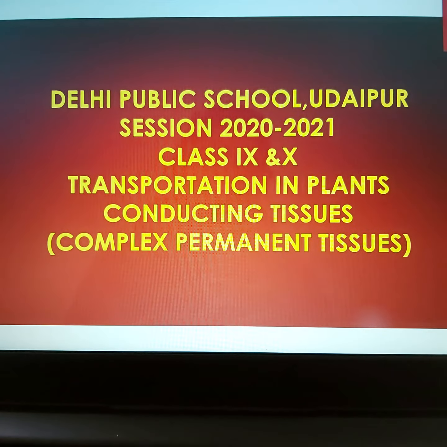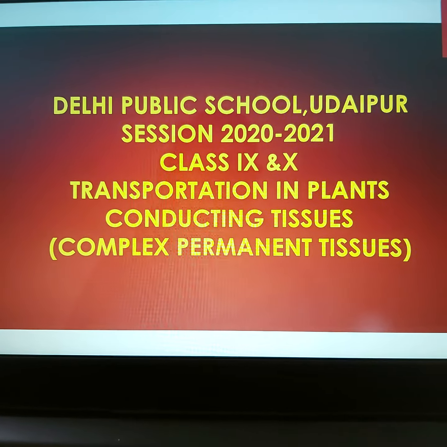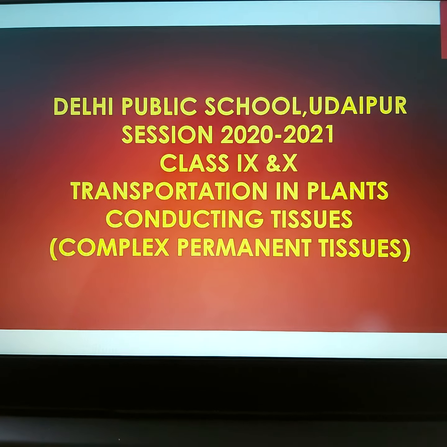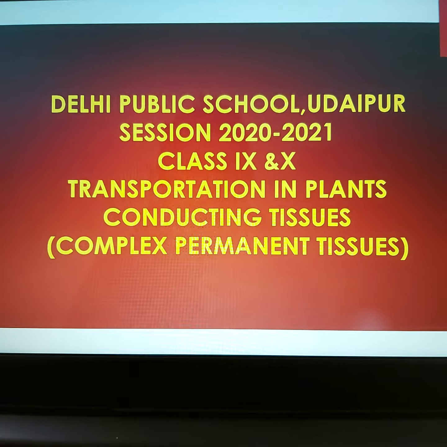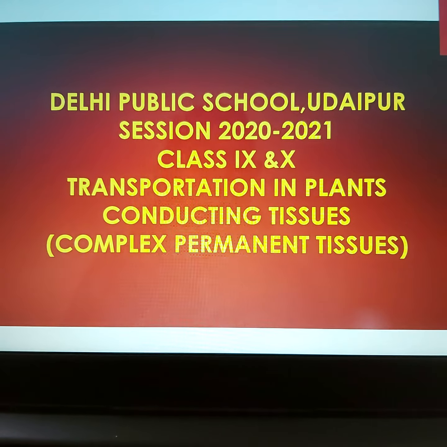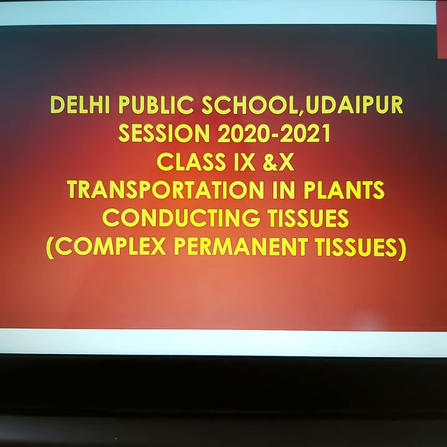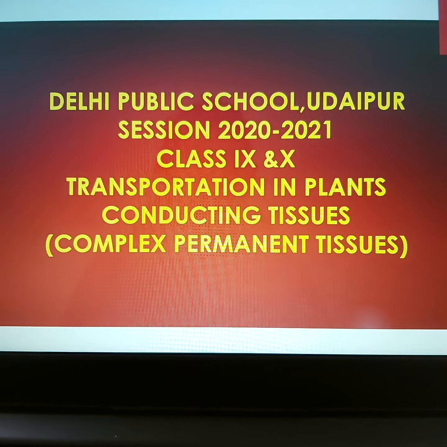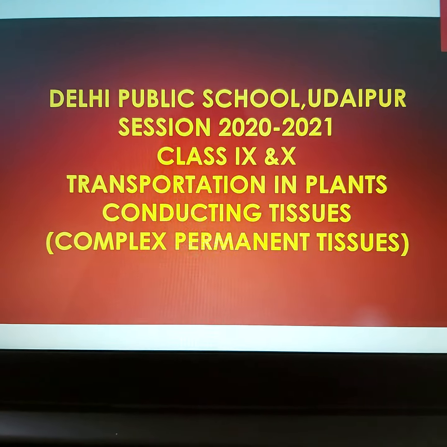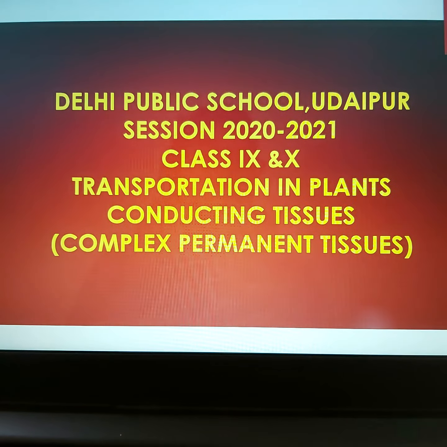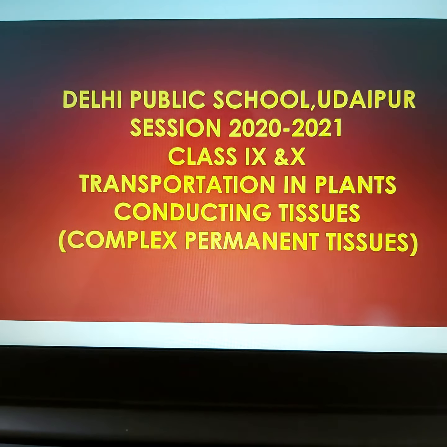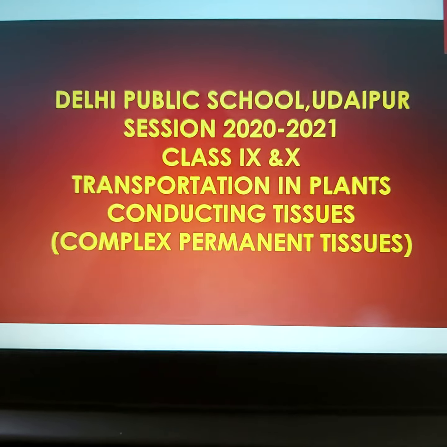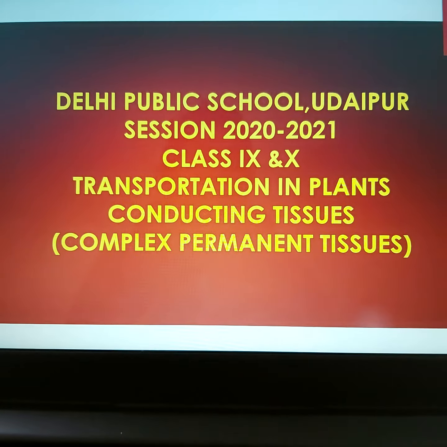I have tried to compile the contents in a single video so that it is beneficial for students of both class 9 as well as class 10. Children in class 9, you have already done simple permanent tissues, that is parenchyma, collenchyma, sclerenchyma, where a single kind of cells performs a similar function. But in this module, you will study how complex permanent tissues help in performing a different function.